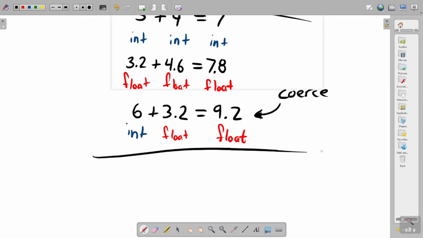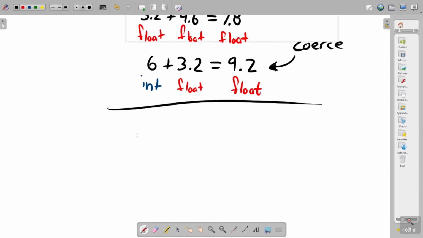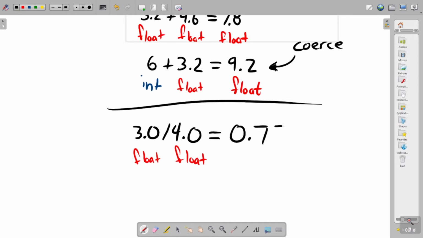Okay, so we've covered addition now. Let's get into the other operations. Specifically, I think division is the most interesting one. Now, if I did division with floats, then it's probably exactly what you would expect in terms of the way that normal mathematics works. So here we have 3.0 and 4.0, which are both floats, and if I do division between these, you would get 0.75, right?